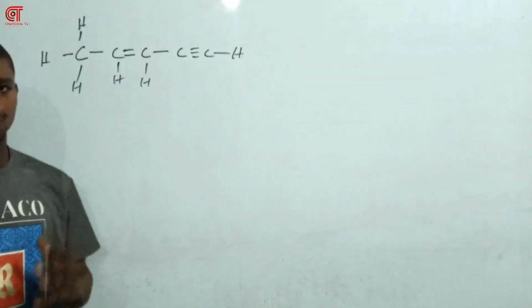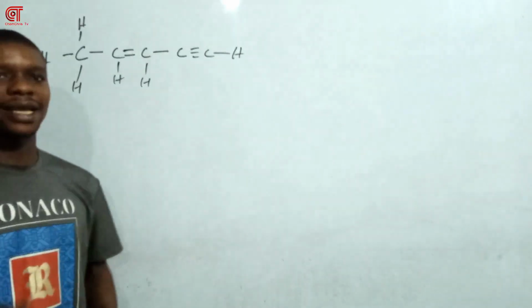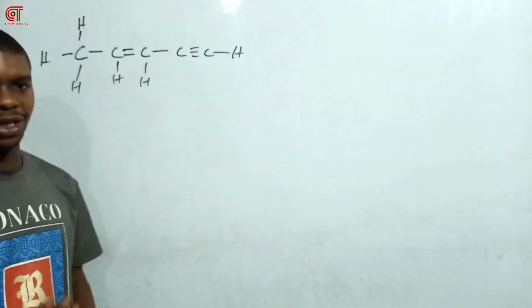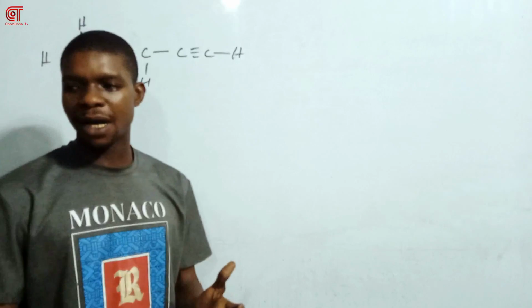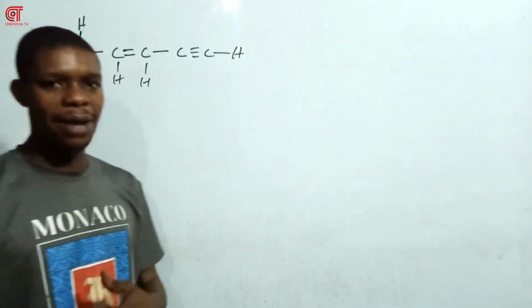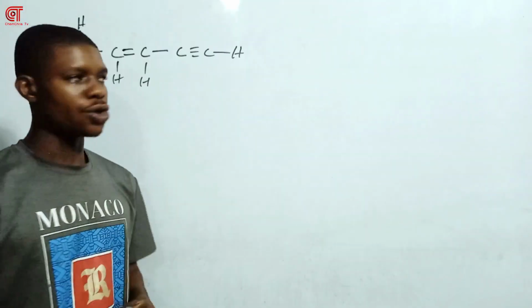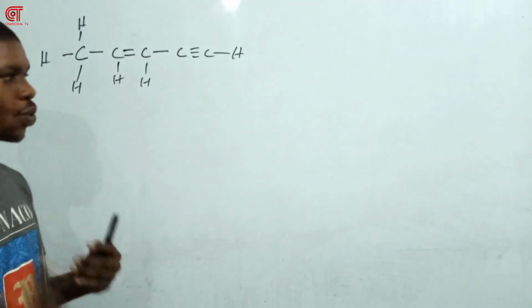So let's look at this question here. If they ask you how many sigma bonds are here and how many pi bonds are here, these are the type of questions you see in your exam. So what I want you to do here is to get the number of sigma bonds and the number of pi bonds. They also ask what hybridization you can see here. So I'm going to give you a different way you can see the question.